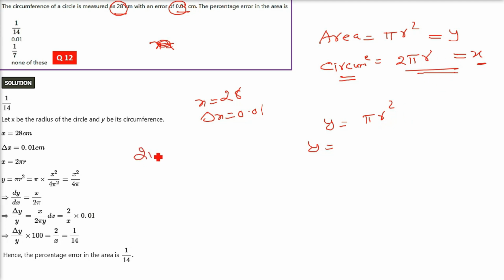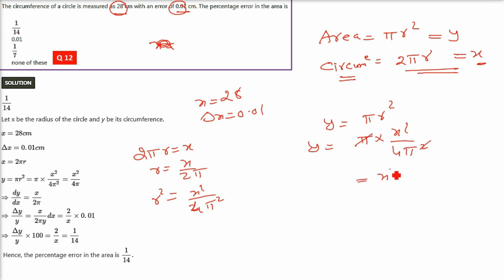So 2 pi r is equal to x. r can be written as x by 2 pi. r square is x square by 2 pi whole square, that is 4 pi square. So you have pi, r square is x square by 4 pi square. One pi gets cancelled. You have x square by 4 pi. This is y.